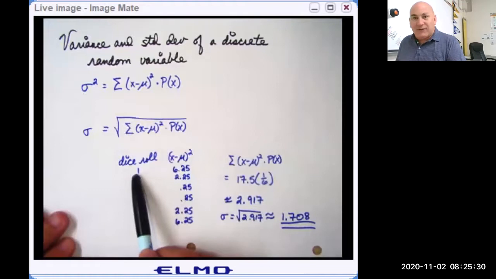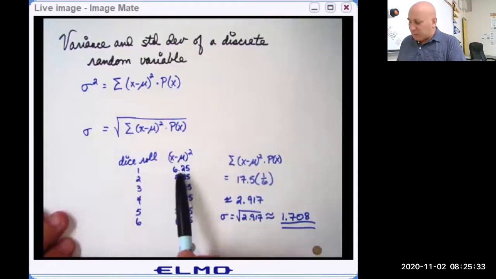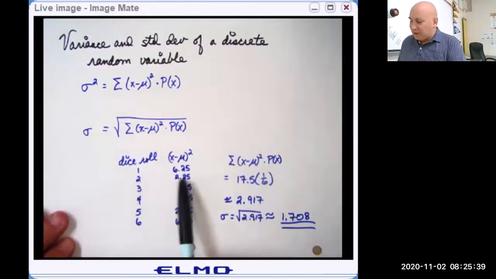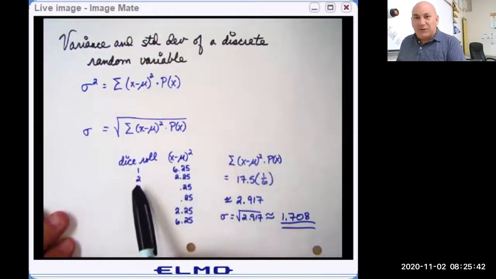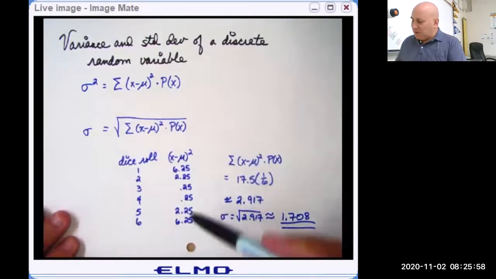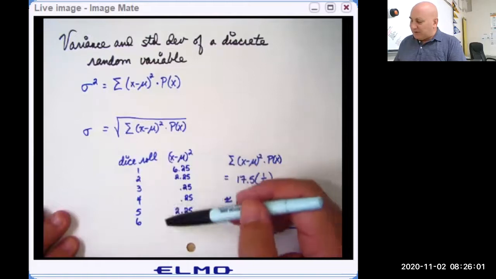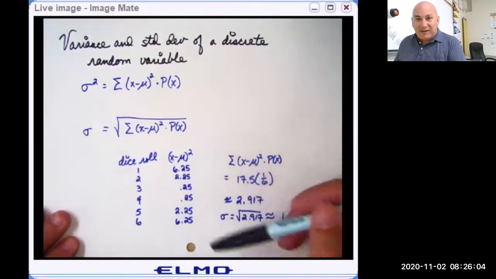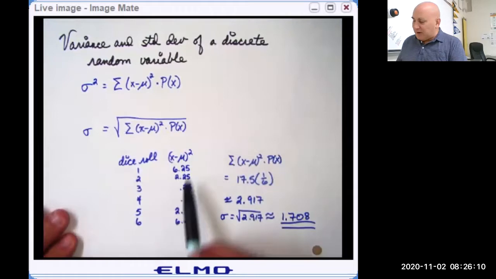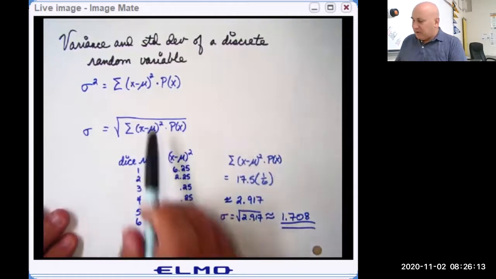So 1 minus 3.5 is -2.5. Squared, you get this. 2 minus 3.5 is -1.5. Squared, you get this. Keeping in mind that we're squaring a negative number or a positive number, like 5 minus 3.5, I'm sorry, 5 minus 3.5 is 1.5. There we go. Squared gives us this. Whether our answer is negative or positive, when we square it, these are all going to be positive. Make sure that you push the numbers into the calculator correctly so you don't get negative numbers for this squared quantity.